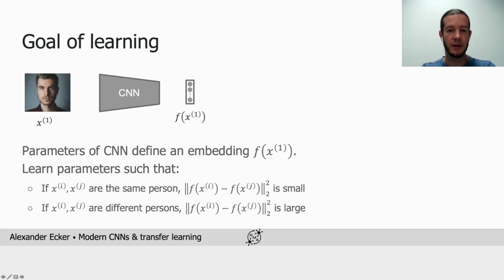But how do we learn this embedding function? Well, the parameters of this convnet define the function f of x. So we want to learn its parameters in such a way that it maps images of the same person onto nearby points and pushes embeddings of different people away from each other. In other words, if xi and xj show the same person, we want the distance between f of xi and f of xj to be small. And when xi and xj show different persons, we want the distance between f of xi and f of xj to be large. We call this learning strategy contrastive learning.